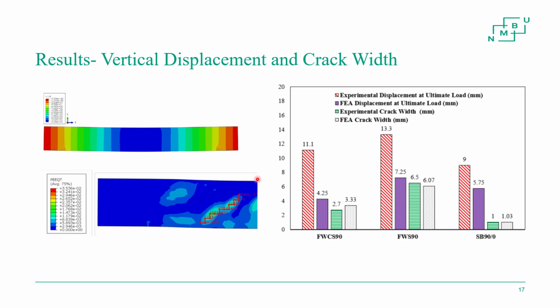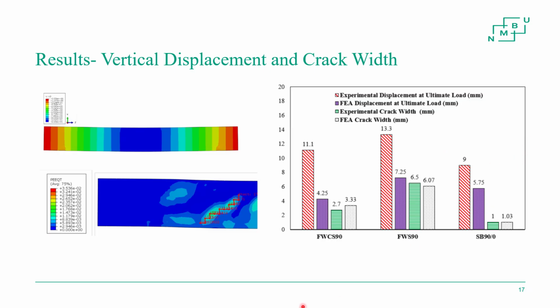For the vertical displacement and crack width, these are the contour plots from the Abaqus model. On top we have the vertical displacement, and below we have the crack width. We have used a command from Abaqus, and you can see here the acronym of the command and the table.